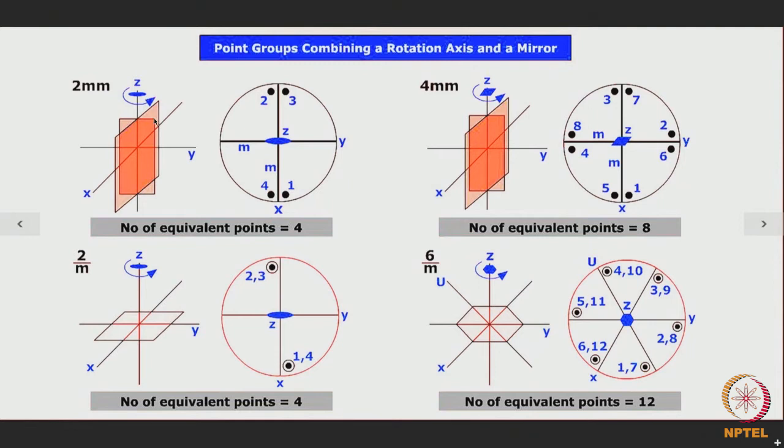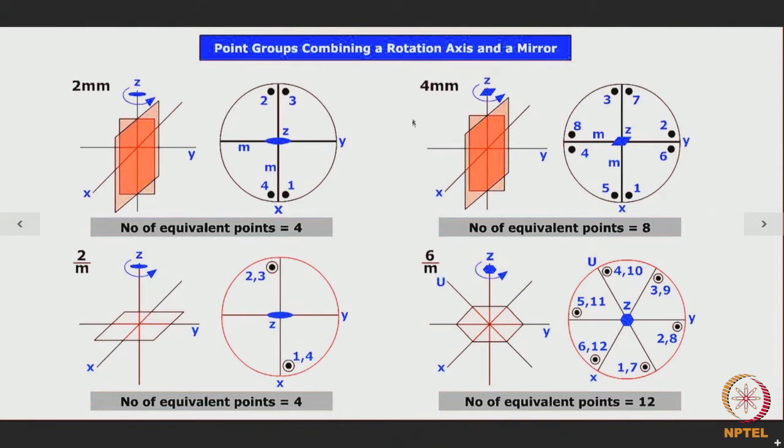So, you see, although the point group is 2m, it automatically produces another mirror containing the two-fold axis. So, we write it as 2mm. Now, let us go to the next point group.